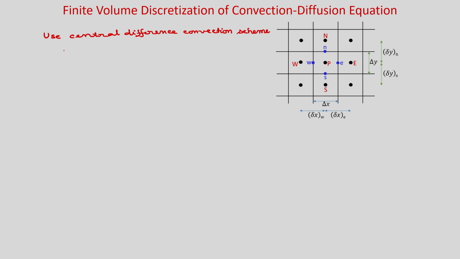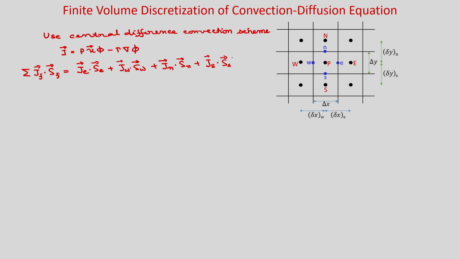Okay. So, for that, now what is J? J is rho u phi minus gamma grad phi, okay. And now you find J_f dot S_f. If you find J_f dot S_f, then you can write J_e dot A_e plus J_w dot S_w plus J_n dot S_n plus J_s dot S_s. Okay. So, all the faces, 4 faces. So, this now you find.